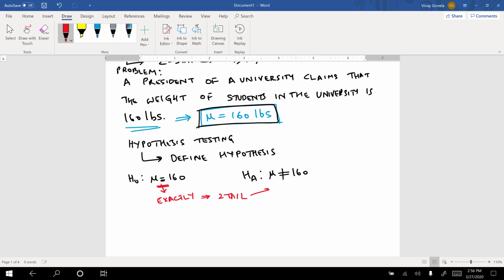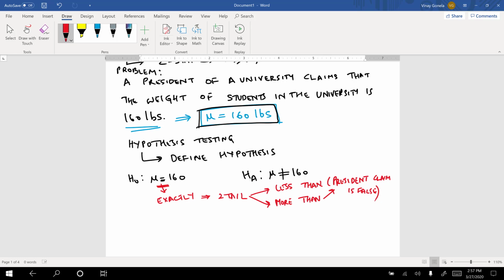because we can disprove it if it is less than; the president's claim is false. Same if it is more than, that means we are trying to disprove the president on both sides. That's the reason why it is a two-tail problem.